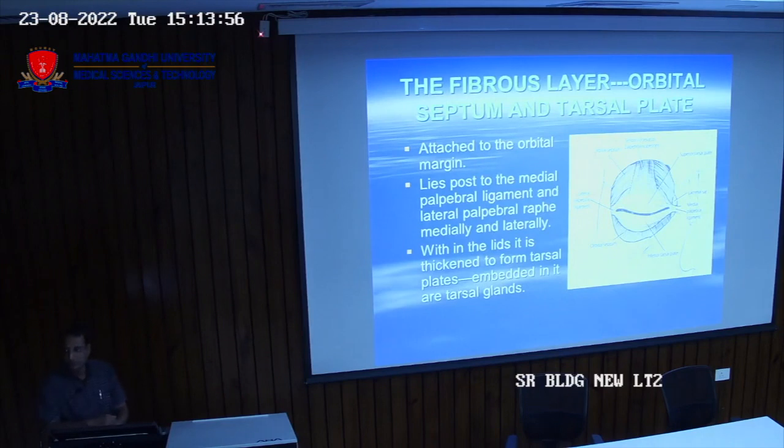fourth layer is the submuscular areolar tissue, which has nerves and vessels. So during surgery, if we have to anesthetize the lid, we have to inject the local anesthetic into this submuscular layer. Otherwise, the effect of anesthesia will not come. The fifth layer is the fibrous layer, which has two parts. Center is the tarsal plate and peripheral is the septum orbitale. It is attached to the orbital margin, lies posterior to the medial palpebral ligament and lateral palpebral raphe, medially and laterally. Within the lid, it is thickened to form the tarsal plate, in which tarsal glands are embedded.